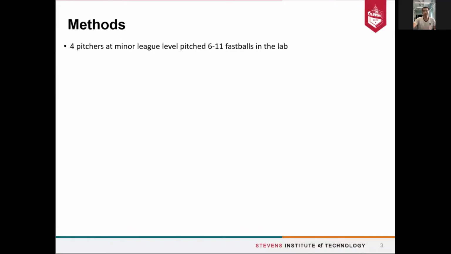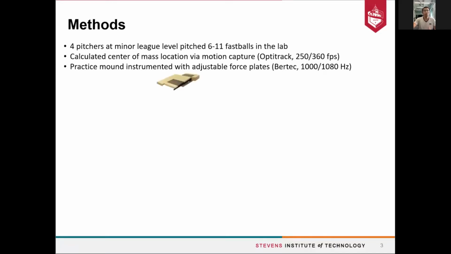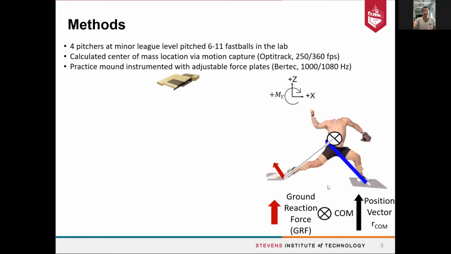We have 4 pitchers competing at the minor league level, pitching 6 to 11 fastball trials in the lab. Their center of mass location is calculated via motion capture, and their force data is collected on a practice mound instrument with adjustable force plates. Here's a diagram that shows the axis conventions, with positive X going from the mound towards the home plate and positive Z going vertically. The red arrows show the ground action force vectors coming out of the back leg and the blue the front leg.